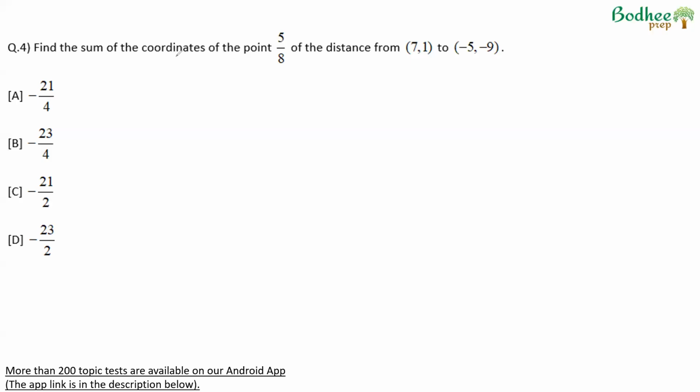The sum of coordinates, suppose the coordinates are x comma y, of the point 5 by 8 of the distance from 7, 1 to minus 5, minus 9. So we have a point which is 7, 1. We have a point which is minus 5, minus 9.